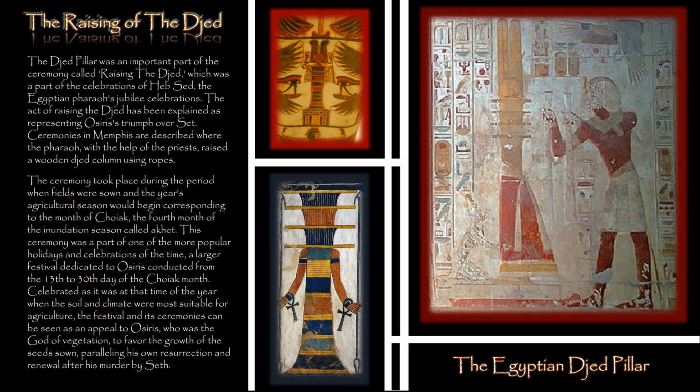The Djed pillar was an important part of the ceremony called Raising the Djed, which was a part of the celebrations of Heb-Sed, the Egyptian pharaoh's Jubilee celebrations. The act of raising the Djed has been explained as representing Osiris's triumph over Set. Ceremonies in Memphis are described where the pharaoh, with the help of the priests, raised a wooden Djed column using ropes.